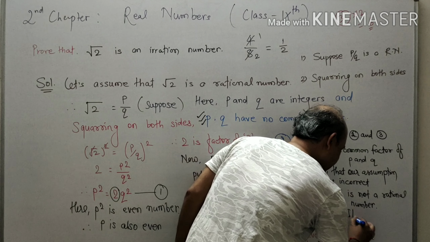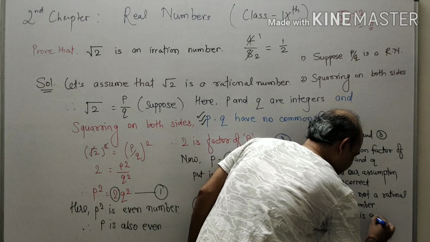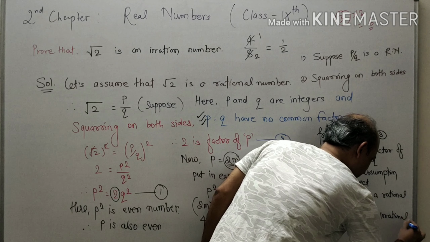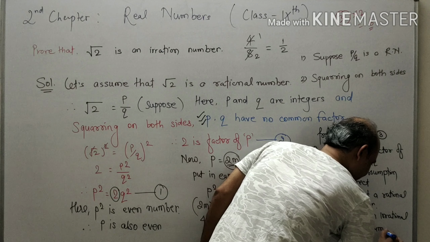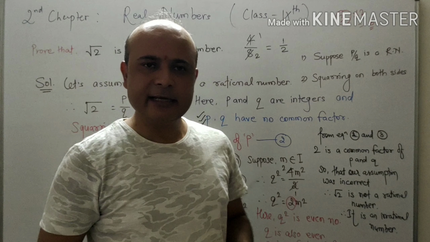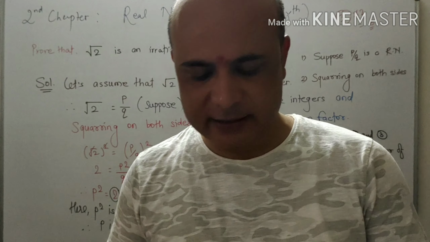Therefore it is an irrational number. Okay student, what will we say? It is an irrational number. So student, this is our proof.